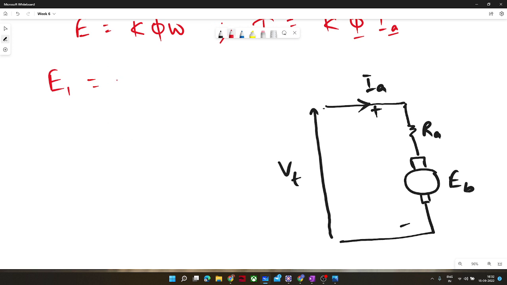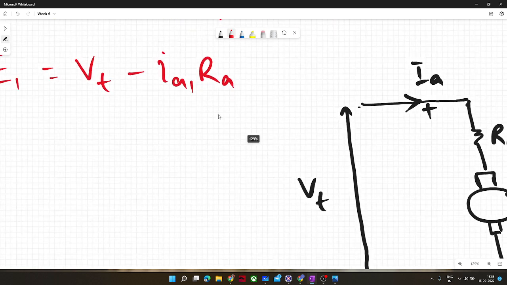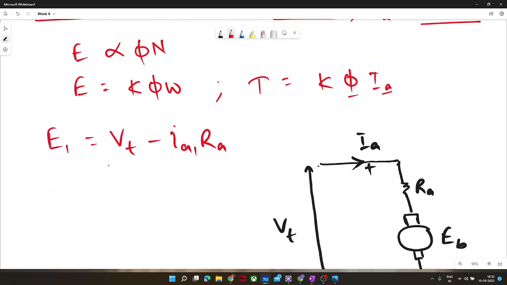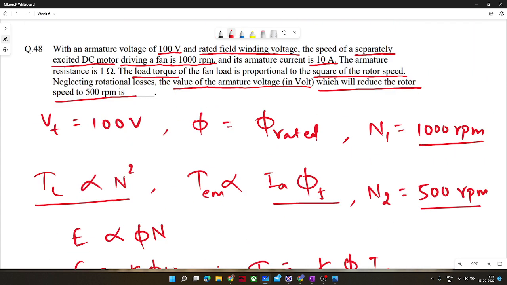So E1 would be VT minus Ia1 Ra, because what would be the current flowing in the first case? It says earlier the armature current was 10 ampere. I hope you are able to follow the problem. Here armature current was 10 ampere when the fan was driving at 1000 RPM. So this is 10, and Ra is 1 ohm.